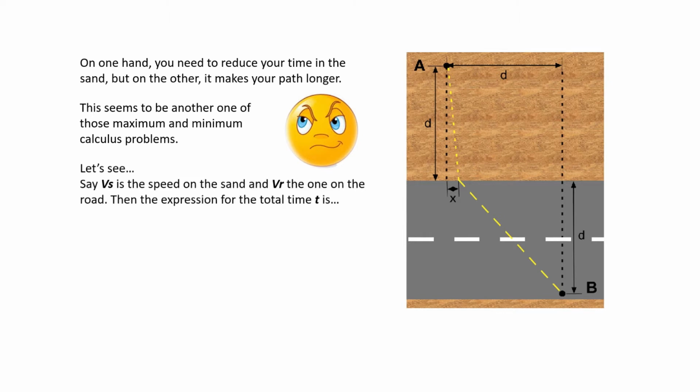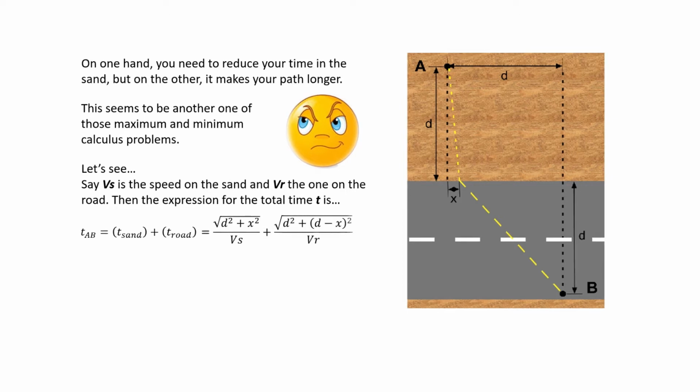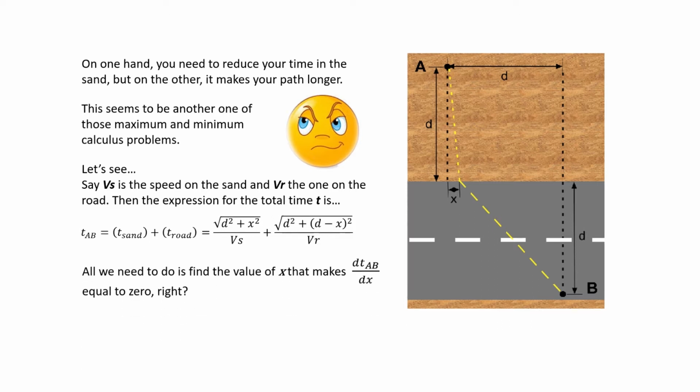Yeah. Let's see. Say Vs is the speed on the sand and Vr the one on the road. Then the expression for the total time is time on the sand plus the time on the road. The time on the sand being the distance from A to x divided by the speed on the sand, and the time on the road being the distance from x to B divided by the speed on the road. All we need to do is find the value for x that makes the derivative of the time from A to B equal to 0, right?